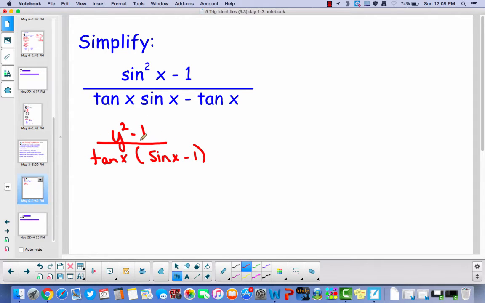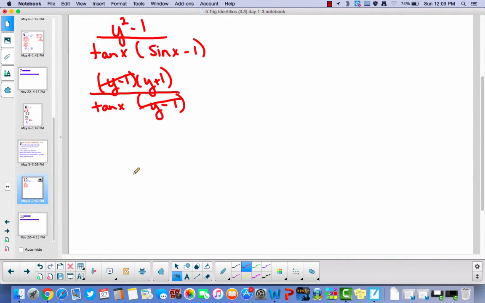Now, I'm still not super seeing anything real great, except for think back to algebra. This becomes y minus 1 over y plus 1 when we factor it. This is tangent of x. And this we can think of, remember, as y minus 1, because our sine is our y value in our unit circle. Well, these now cancel. And so I'm left with, in the numerator, sine of x plus 1. And in the denominator, I'm left with tangent of x.